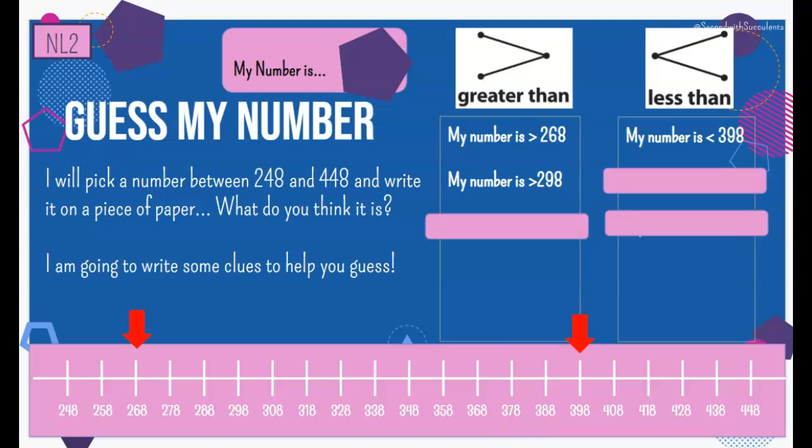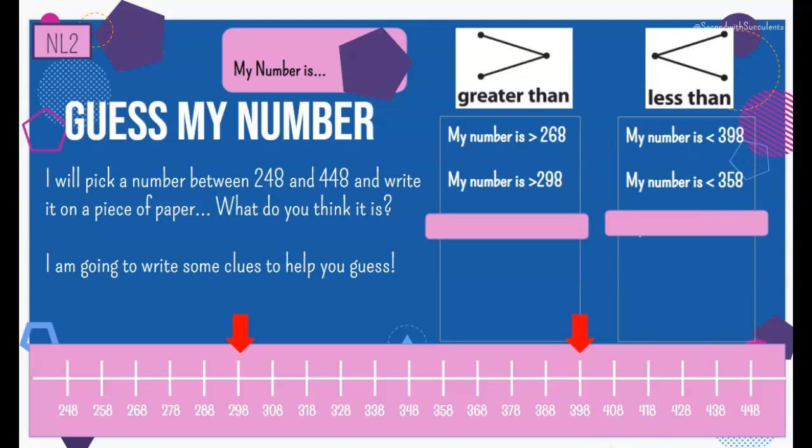My number is greater than 298. Where do I need to move this arrow? If you said it needs to go to 298, good work. Because I need to show my number is in between these two arrows. Thumbs up or thumbs down. Do you have enough information to make a good guess? You could guess. But if we get more information, you can make a better guess. So thumbs down. We don't quite have all the information we could. Let's have a little more.